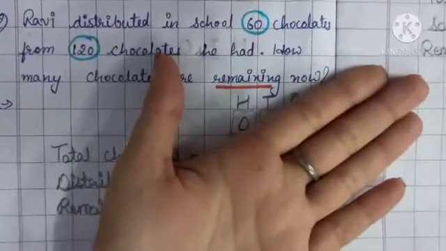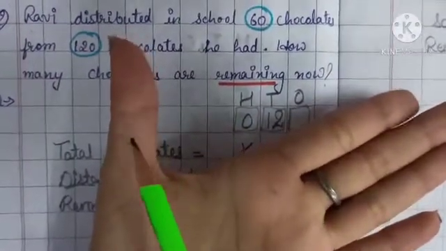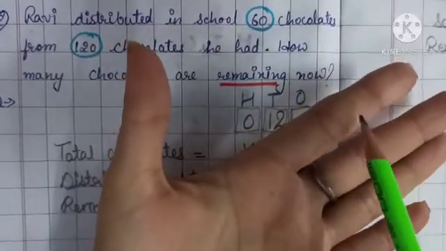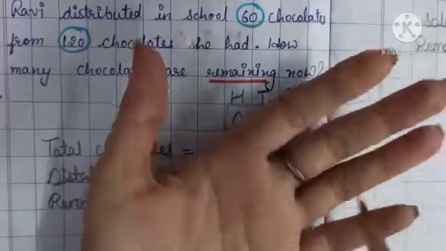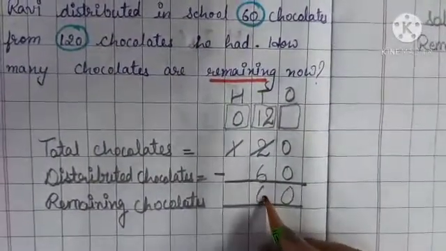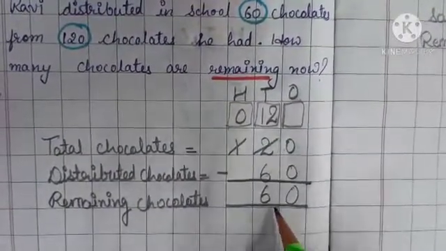So what comes after 6? 7, 8, 9, 10, 11, 12. So how many boxes? Yes, 6. So remaining chocolates are 60.